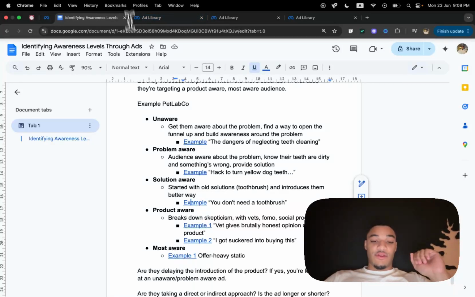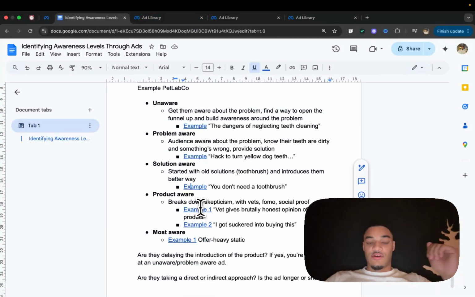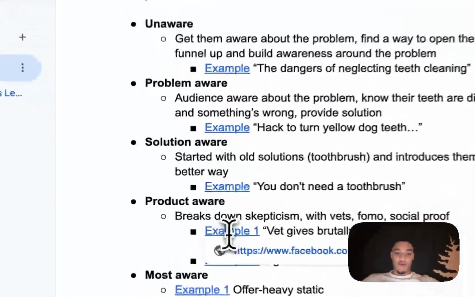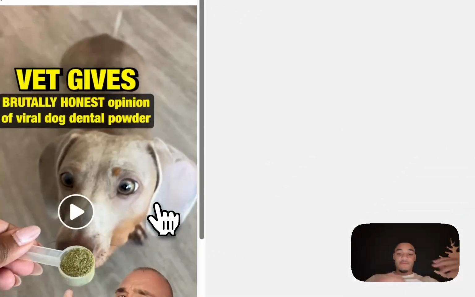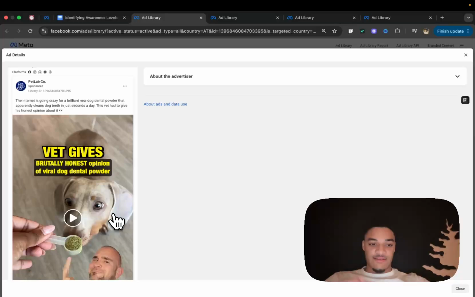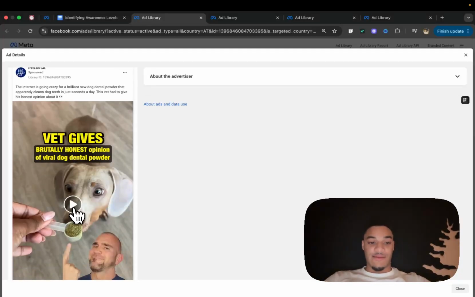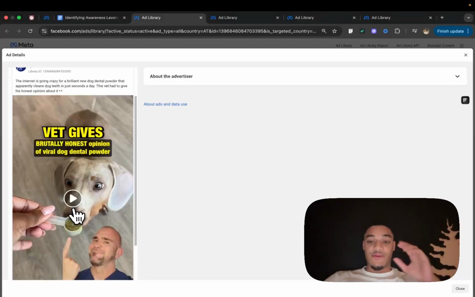And another really profitable thing that they're doing is not just sticking to that, but also going lower. So for example, product aware and most aware. Once you are aware about maybe solutions, and obviously you see more of their ads and you start becoming aware about the product, they hit you with this type of ad, which is all about speaking about the product and how it's different from the competition. So let me play it.